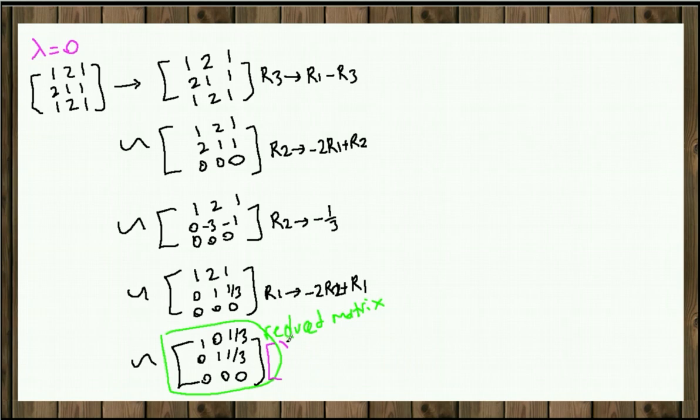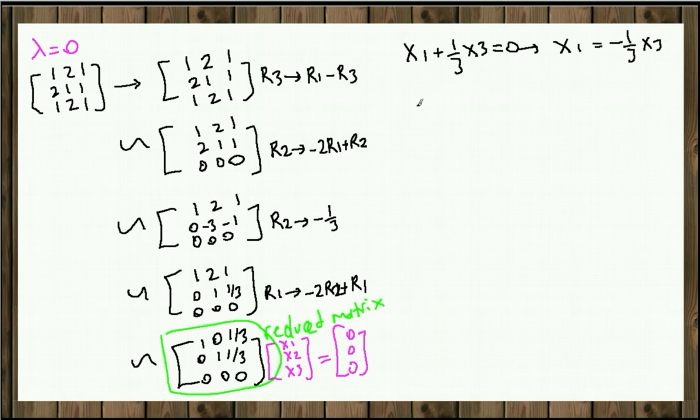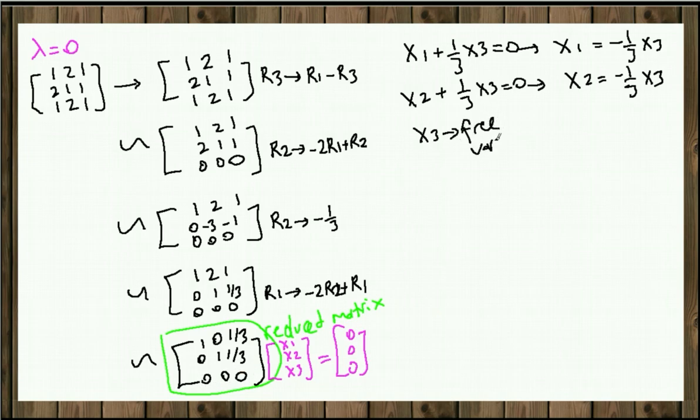Again, this times x1, x2, x3 from our characteristic equation equals the 0 vector. From the first row, we get 1 times x1 plus 1/3 times x3 equals 0. Here, x1 equals negative 1/3 x3. From the second row, we get x2 plus 1/3 x3 equals 0. And from this equation, we get x2 as negative 1/3 x3. And our x3 is the free variable because there is no pivot here. So x3 will be equal to x3.